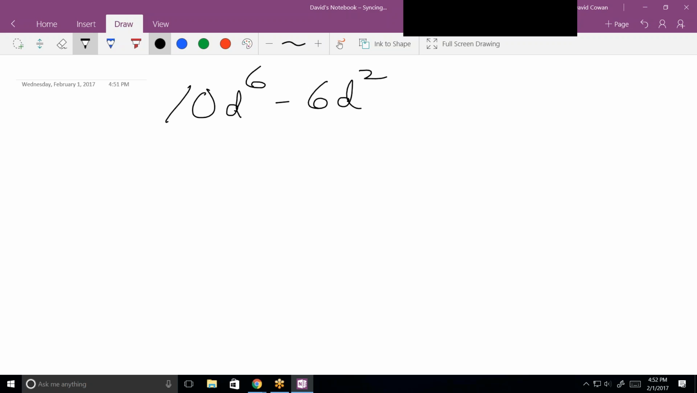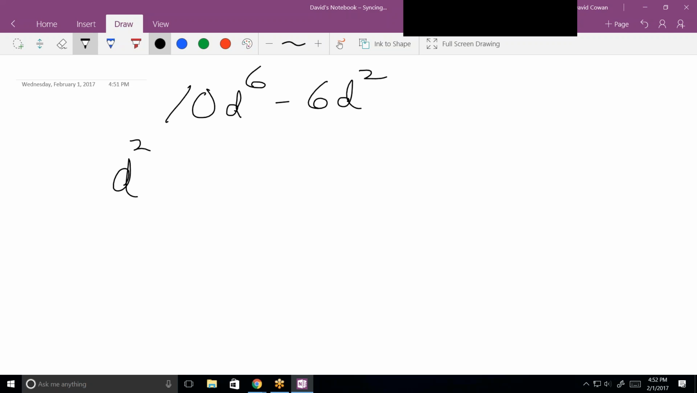Whenever you're factoring something, notice that I don't have a constant here, so this is going to follow different rules than my quadratic. When we were looking at my quadratic, I had a constant of minus 80. This doesn't have a constant. The first rule of factoring is always try to take out a greatest common factor. So let's do that. What's the greatest common factor I can take out? I can take out a d to the power of 2 for sure, but I can also take out a number.